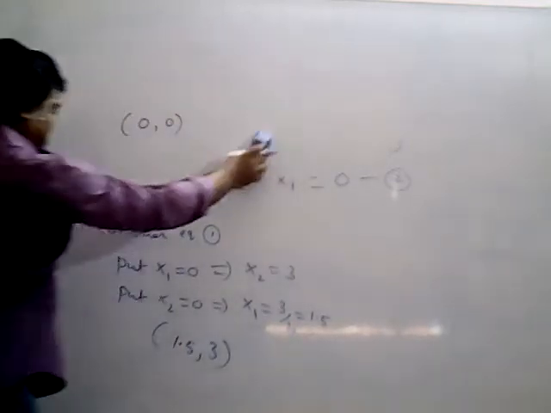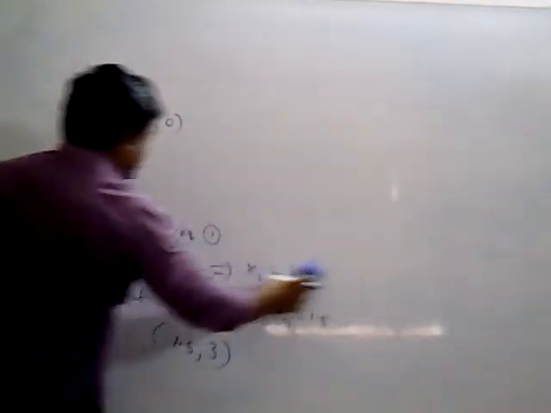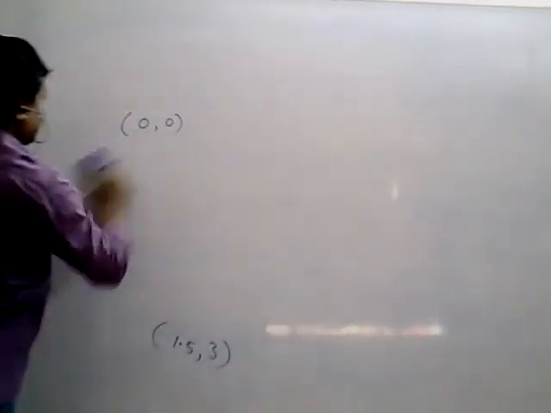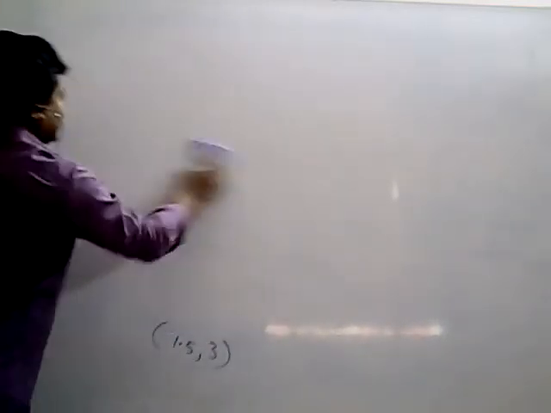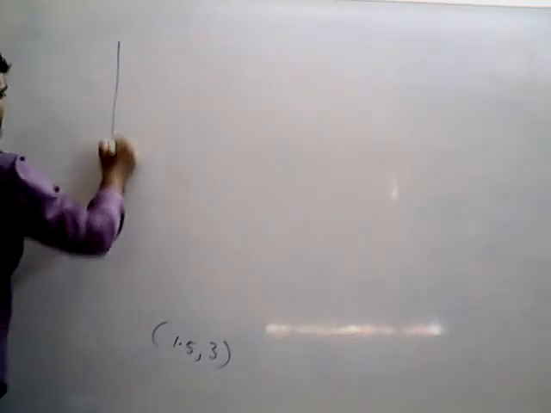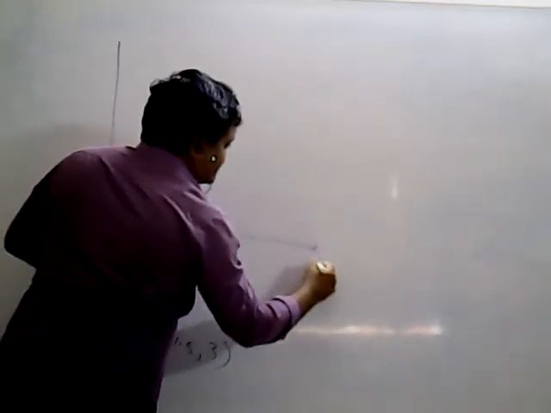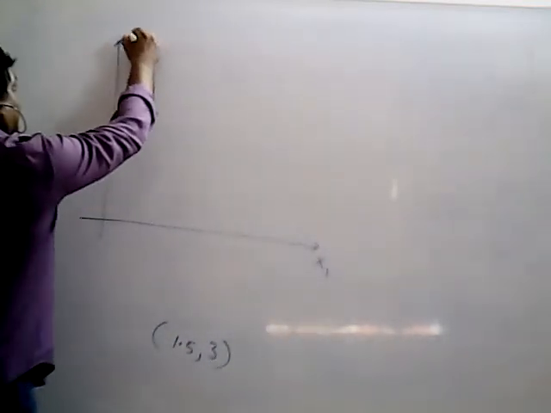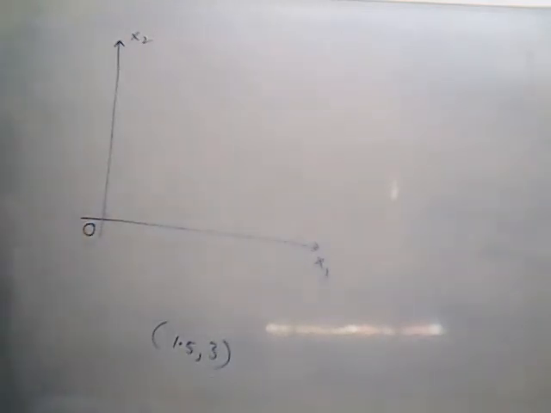So what is the maximum value? Maximum value is 3. Up to 3 you can consider the scale. So (1.5, 3) and (0, 0) are 2 points. Just taking the x-axis, this is x1. This is x2. This is the origin for both.